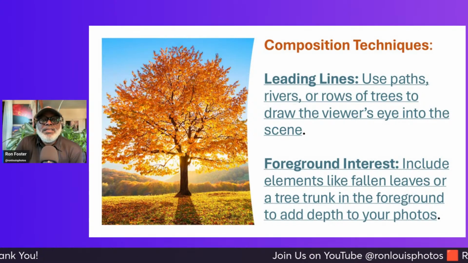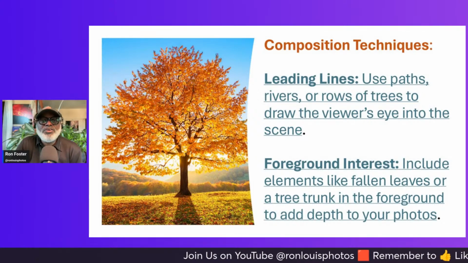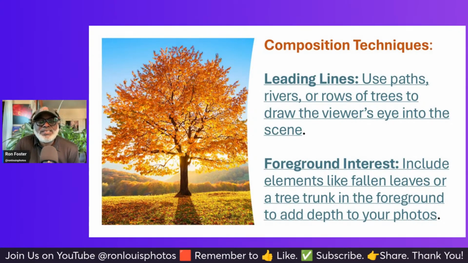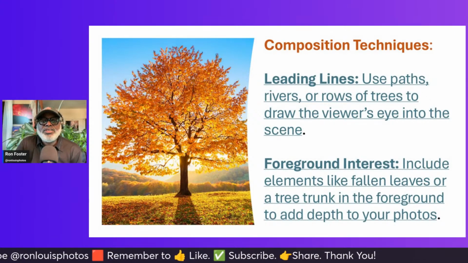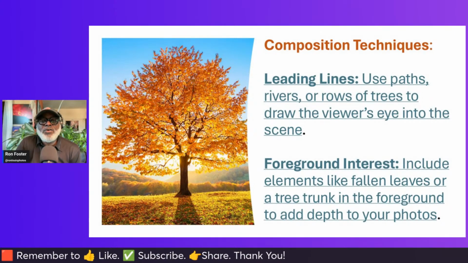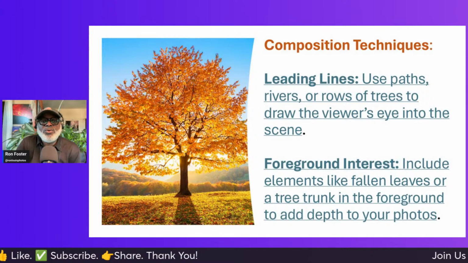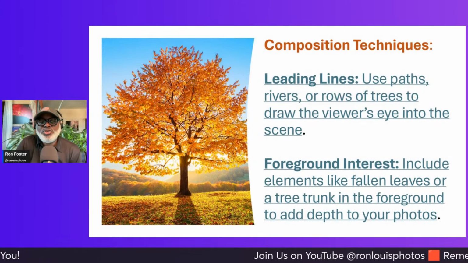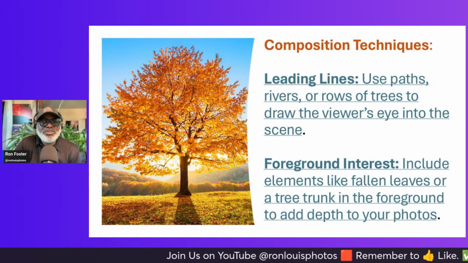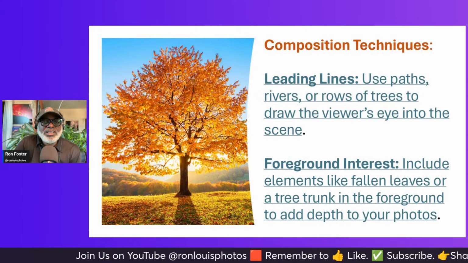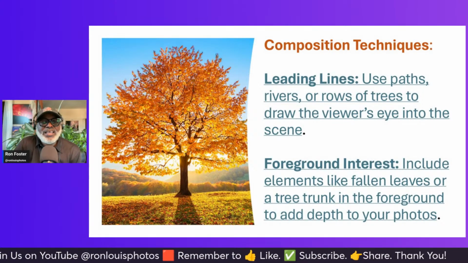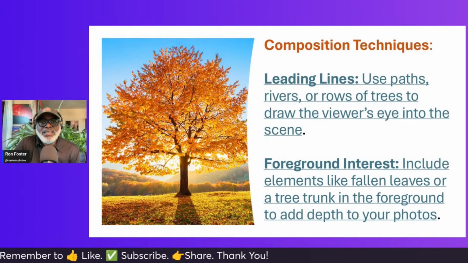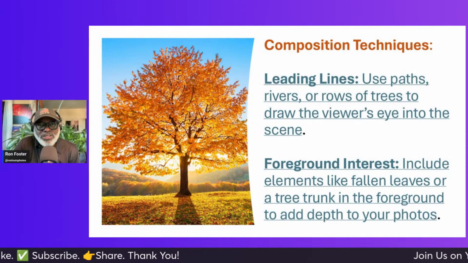Okay, next one, composition techniques. Here we go. Leading lines: use paths, rivers, and rows of trees to draw the viewer's eye into the scene. Foreground interest includes elements like falling leaves or a tree trunk in the foreground to add depth to your photos. You like this one, you see the shadow leading you to the tree. The glow is behind the tree. Look at that. There are so many ways to photograph in the autumn. But leading lines, foreground, there's a whole list.